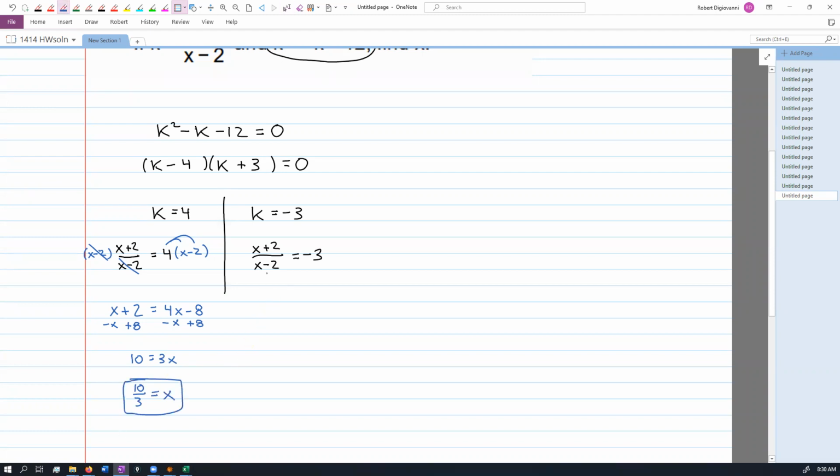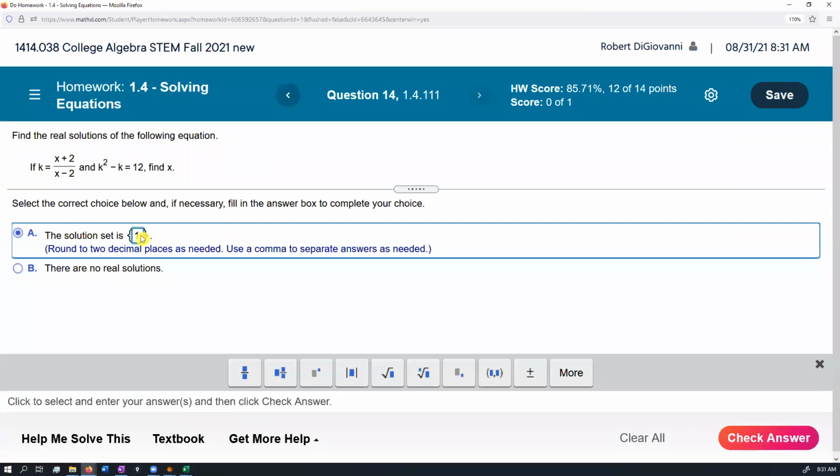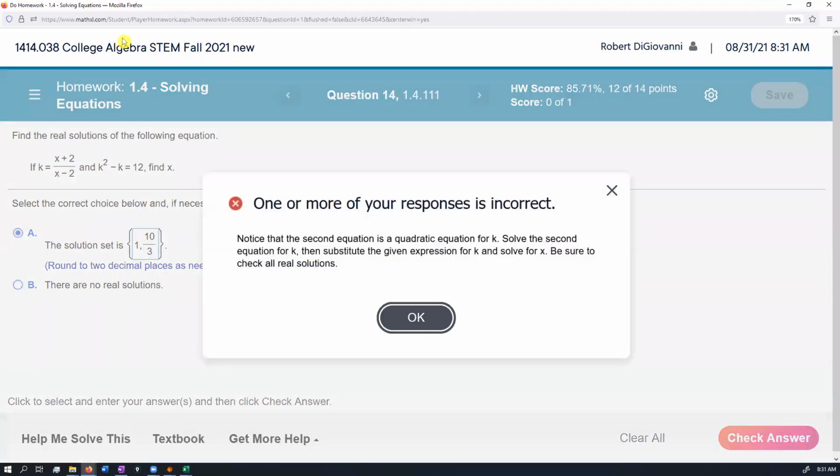And then on this one, same thing, multiply by x minus 2 on the left, by x minus 2 on the right. Cancels, I get x plus 2 equals distribute, so negative 3x plus 6. And then this time I'm going to add 3x on both sides and subtract 2. So that gets all my x's on the left, 4x, and on the right I get 4, 6 minus 2, and that gives me 1. So 10/3 and 1 should be our 2 solutions. 1 and 10/3. Uh-oh.